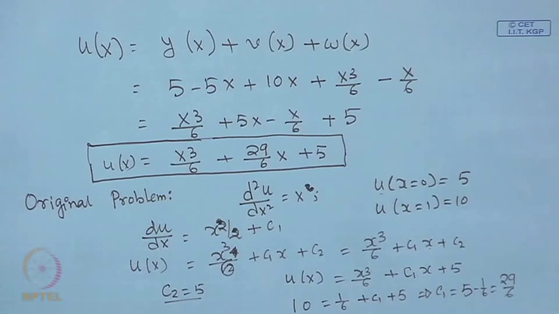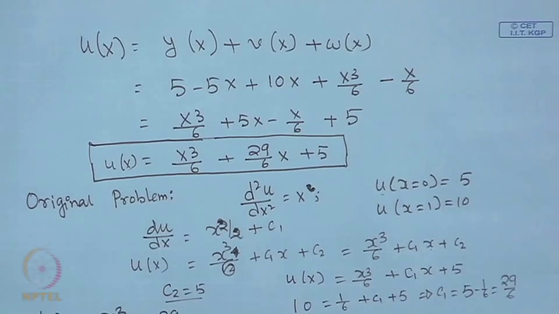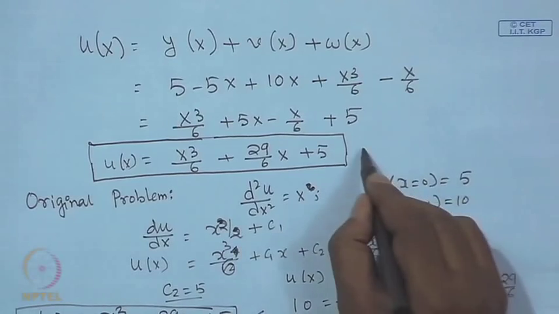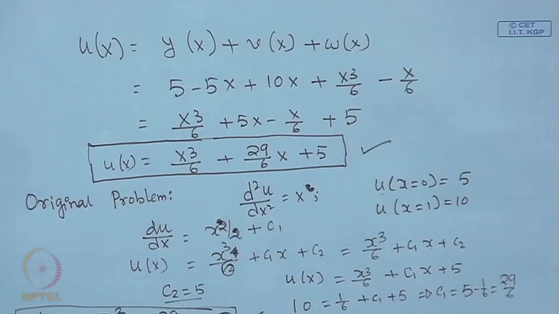So, the complete solution of this problem becomes u as a function of x equal to x cube by 6 plus 29 by 6 into x plus 5. That matches with our solution using the principle of linear superposition. So, this is quite straightforward and understandable for an ordinary differential equation. We demonstrate this particular method for an ordinary differential equation.